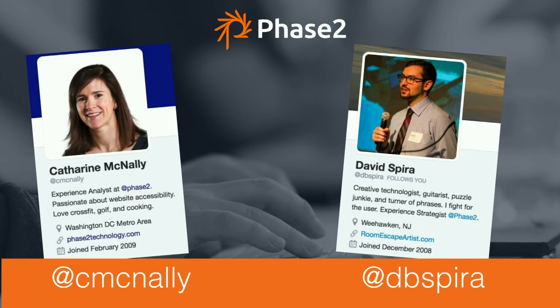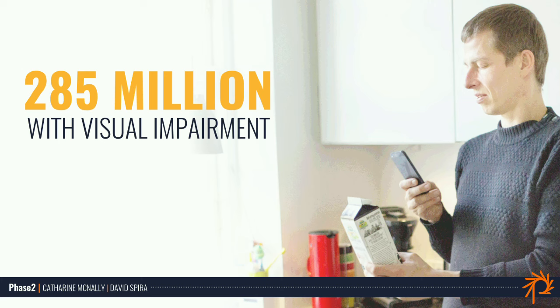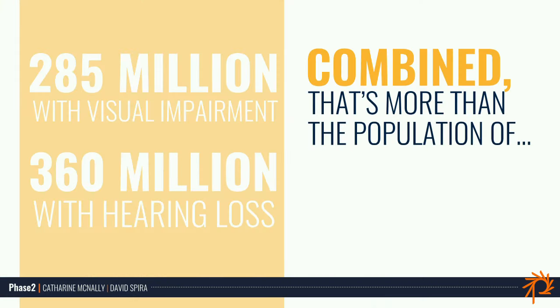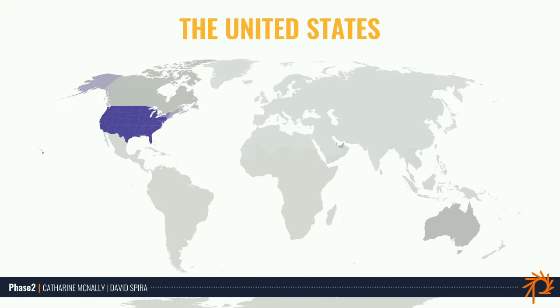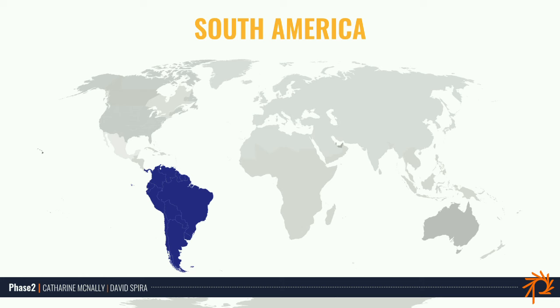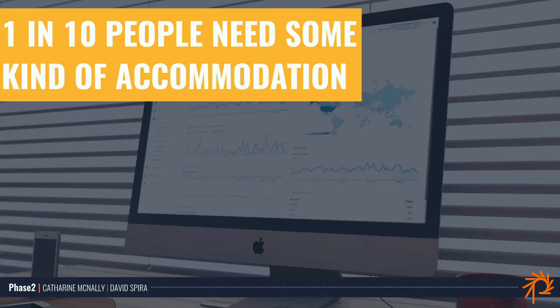Because after all, there's 285 million people in the world that have some type of visual impairment. And then there's 360 million people like me with hearing loss, some degree of deafness, or just hard of hearing. Combined, that's more than the population of the United States, more than the population of the European Union, more than the population of South America. That's a pretty significant number we're talking about here.